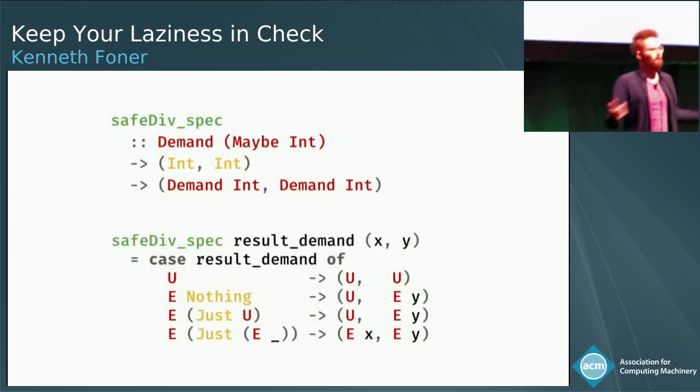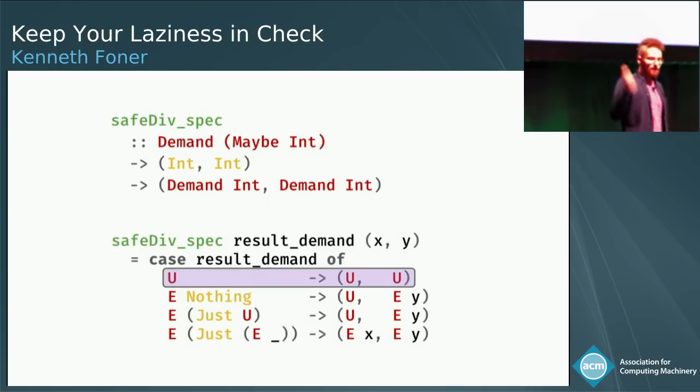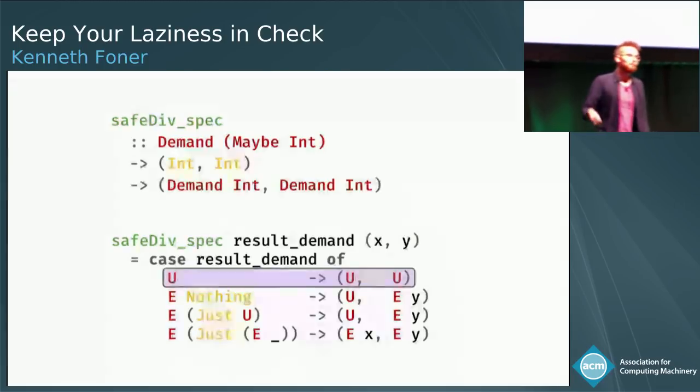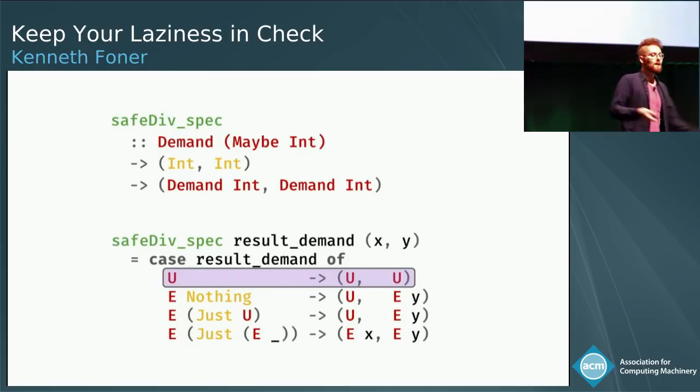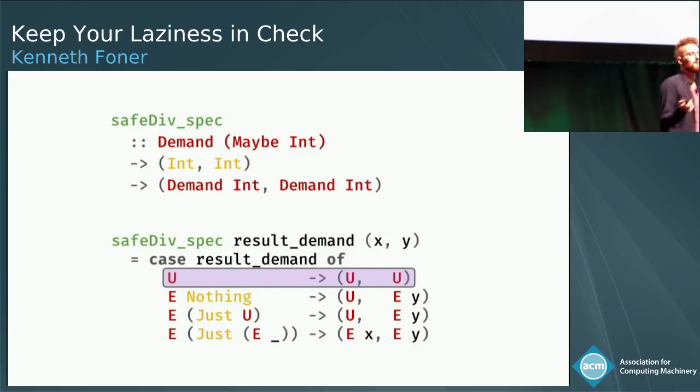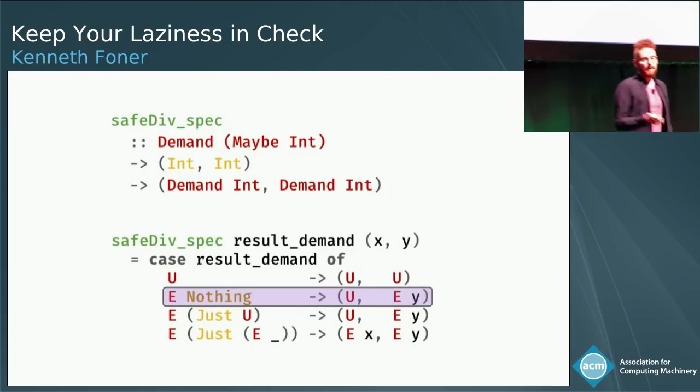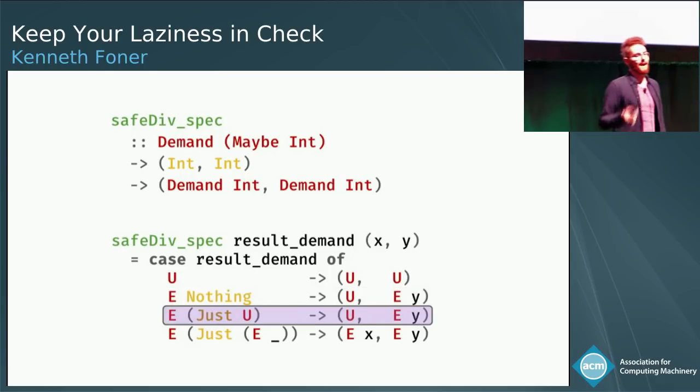So let's write a specification. If there's no demand on the output of safediv, then I couldn't possibly demand anything of the inputs, because that would be ludicrous. If I demand just the outermost constructor of the result of safediv, and that outermost constructor happens to be nothing, then I always evaluated y, because I had to check whether it was 0 to produce that nothing, but I didn't evaluate x.